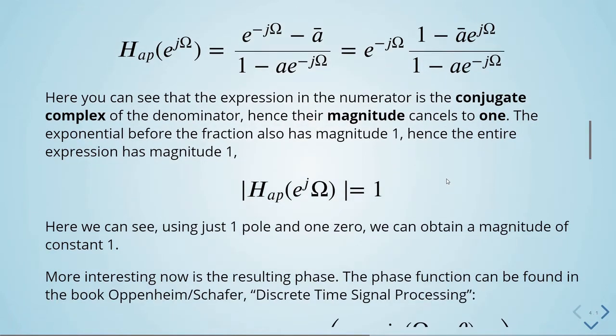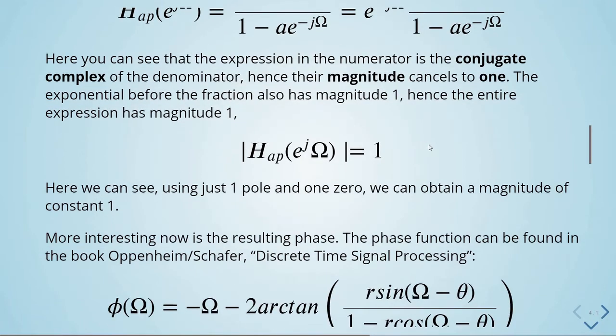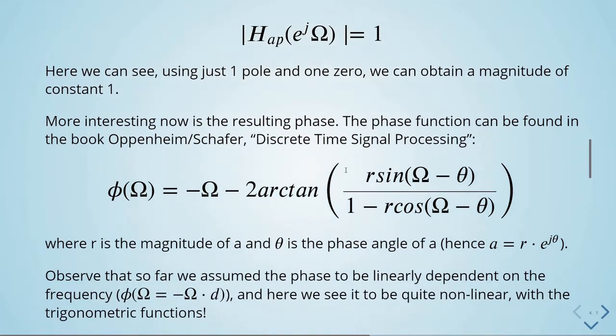So we can see that using just one pole and one zero, we can obtain a constant magnitude of 1, and this is what we want for our all-pass filter. But more interesting now is the resulting phase, and this phase function can be found in the book of Oppenheim, the discrete time signal processing, and is given by this equation here, where r is the magnitude of A and theta is the phase angle of A. So A equals r times e to the power of j theta.